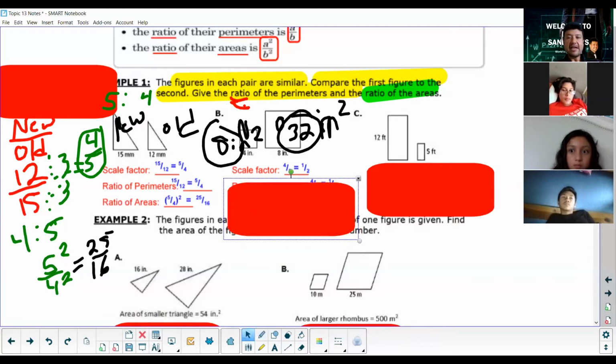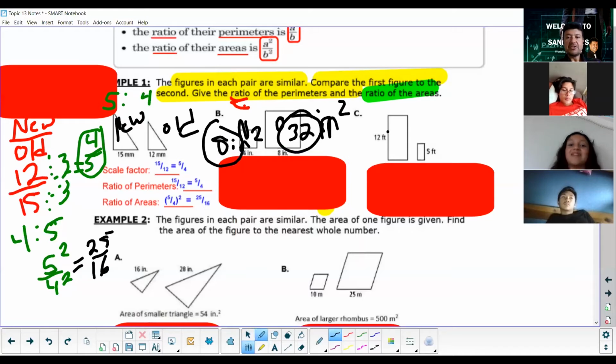Okay, hey, now let's do the last one. Remember, this is new, Celeste, and this is old. So what would be the scale factor on this one?